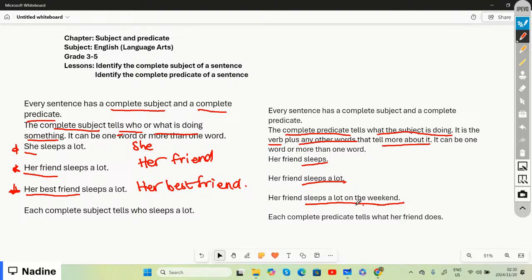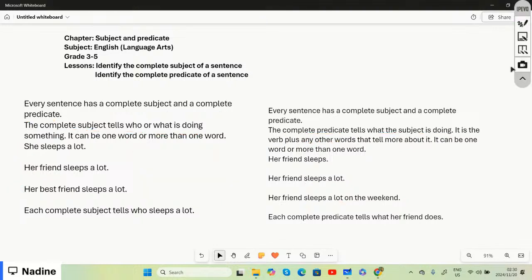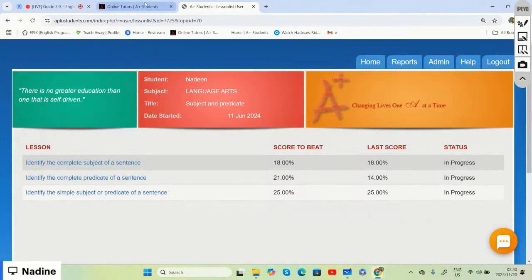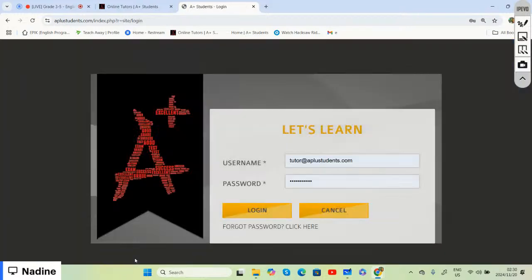All right, so now we're going to aplusstudents.ca, and we're going to subject and predicate. The lessons that we're focusing on will identify the complete subject and the complete predicate.